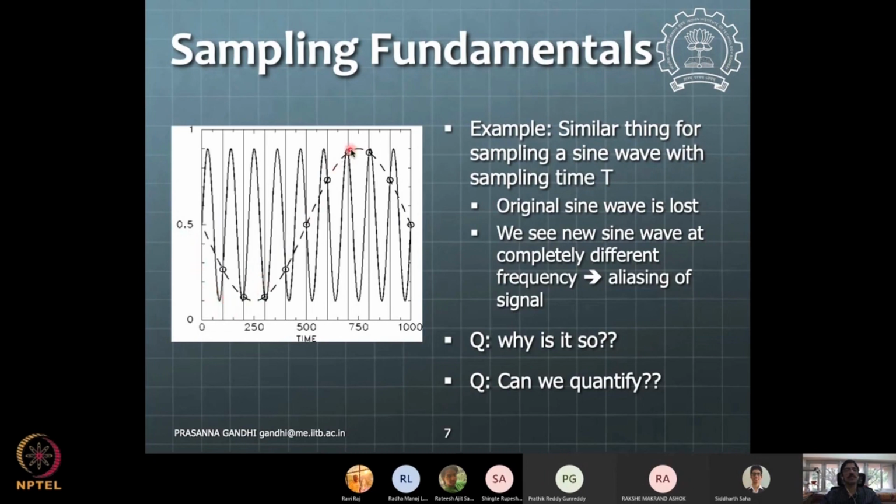So the speed of vibration, or frequency of the signal, was this, but what I'm seeing is that the frequency of the sampled signal is much lower there. The original sine wave is completely lost here. We are not representing the original sine wave in this kind of sampling scenario.